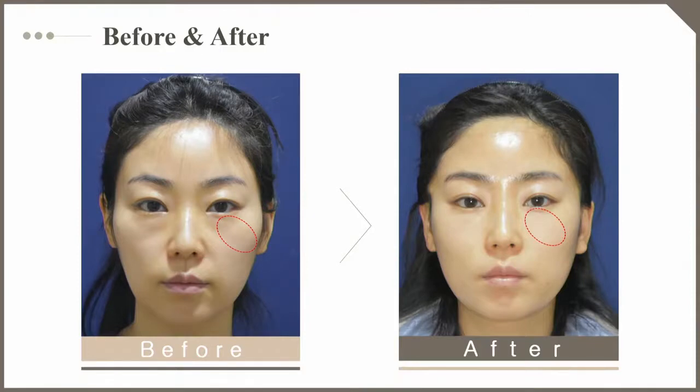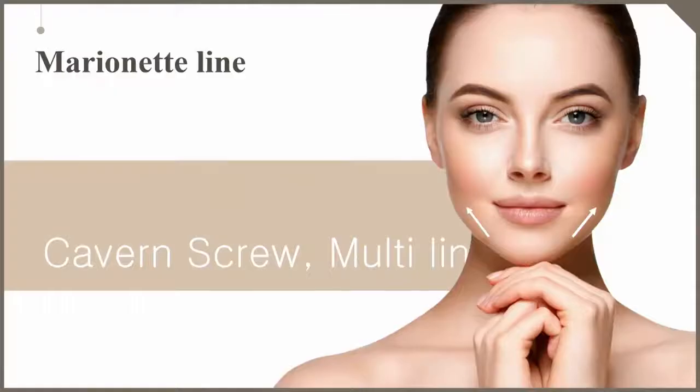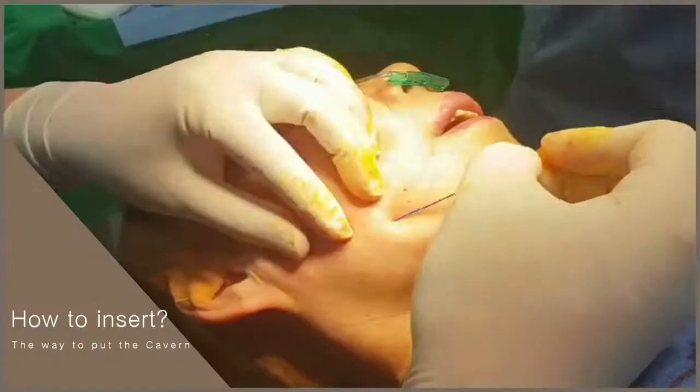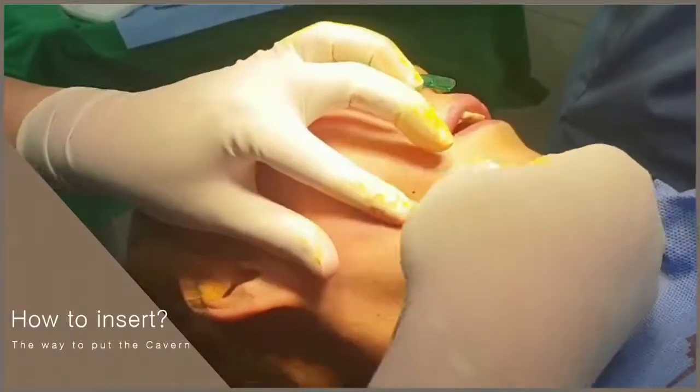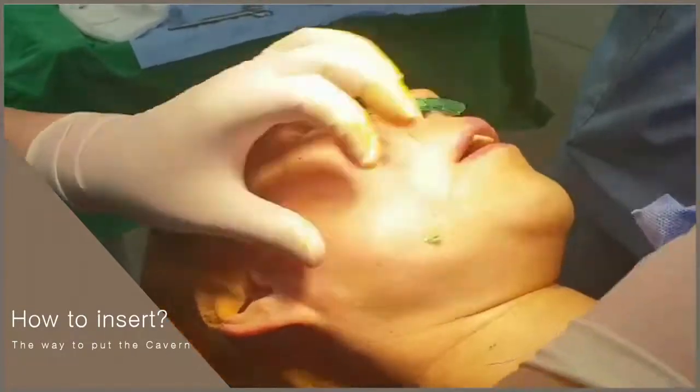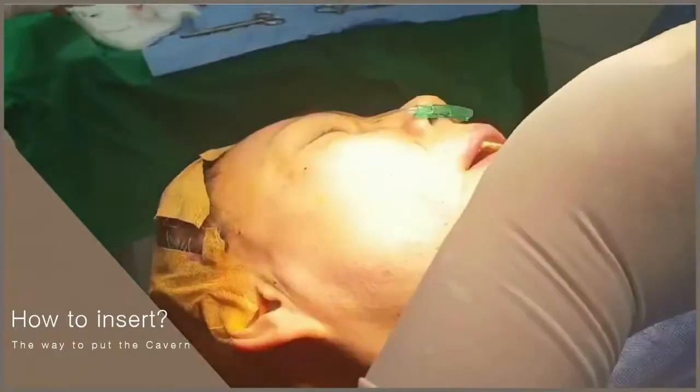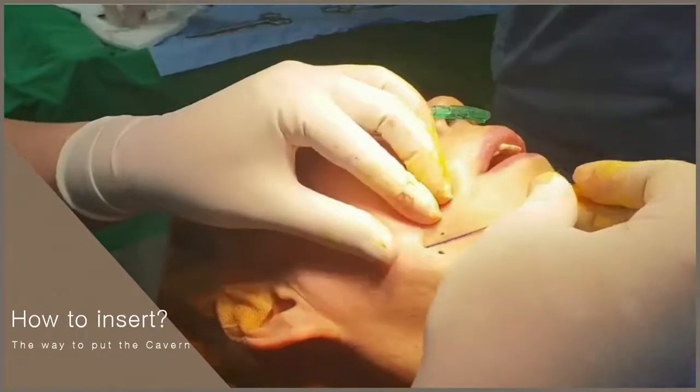I inserted a multi-line thread to correct the lower eyelid irregularity and nasal jugular groove for this patient. This scaffold type thread is also used to correct the Marion line. There is some height difference across the line. The medial side is usually lower than the lateral side. You can just insert the scaffold type thread from the medial side to the lateral side across the Marion line. The stepping will be improved.